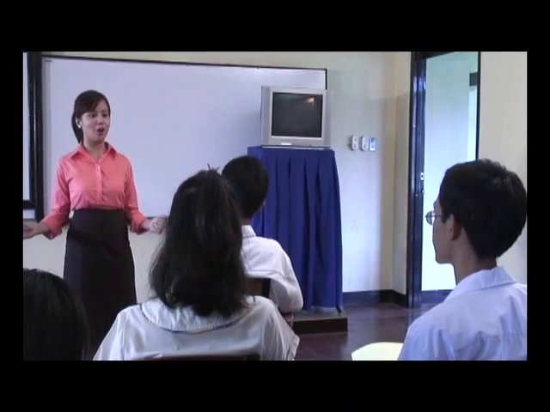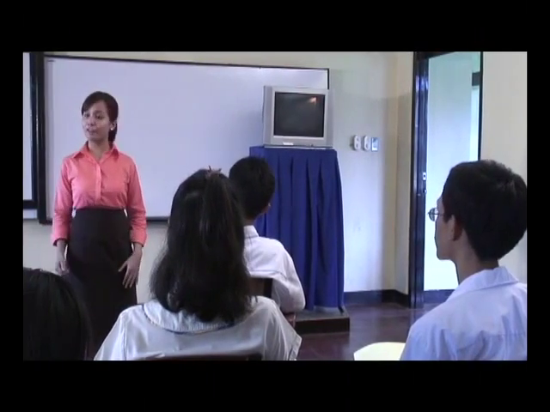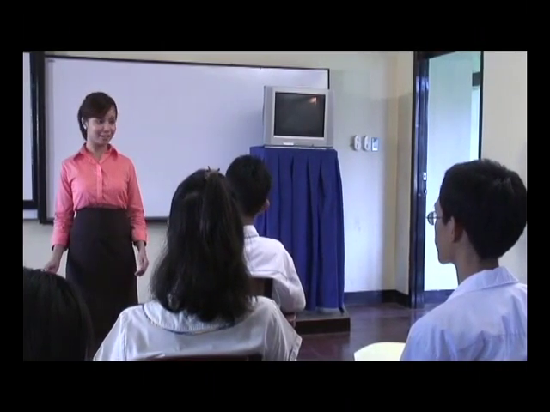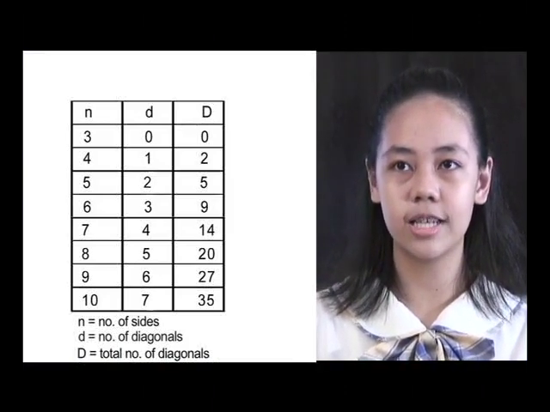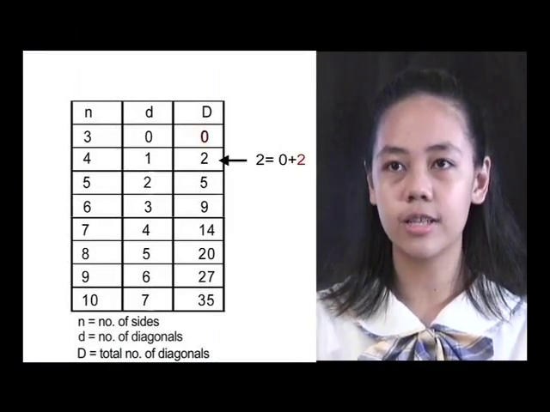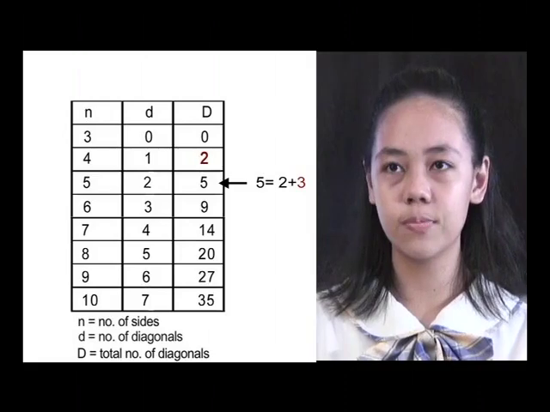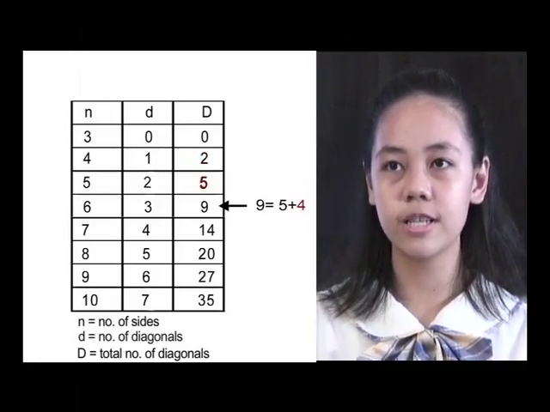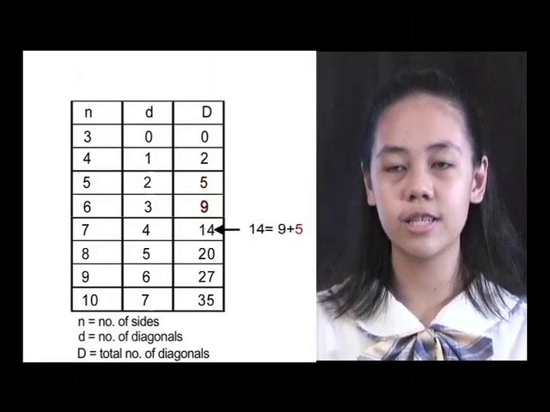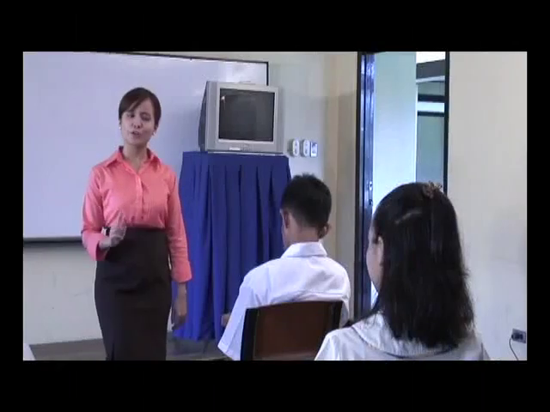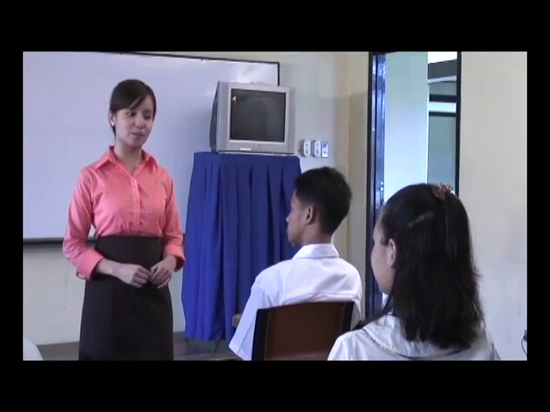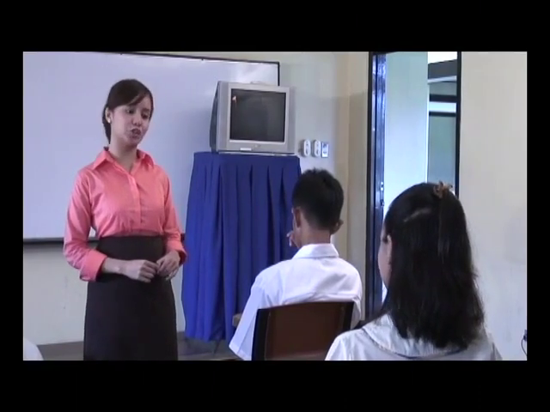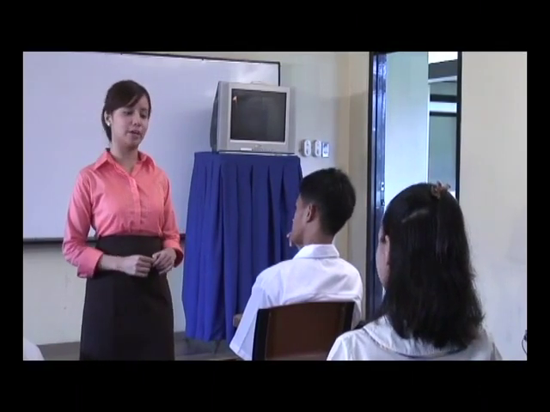Okay, now let's turn our attention to the third column. Can you find any patterns in the entries here? I see that the increase in the number of diagonals increases by 1 each time, since we have 2 equals 0 plus 2, 5 equals 2 plus 3, 9 equals 5 plus 4, 14 equals 9 plus 5, and so on. You're very observant, Leia. But this means we have to know the number of diagonals in the preceding polygon before we can determine the number of diagonals in the next polygon. Yes, I see what you mean.